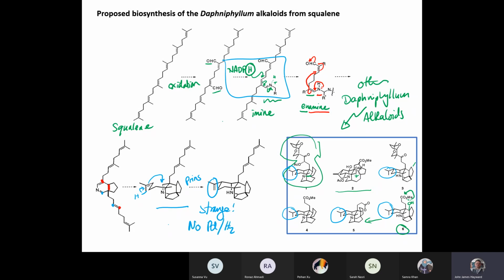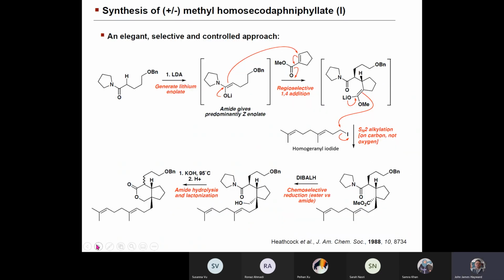There's no palladium and hydrogen in nature. Okay, and we will talk about an alternative in a minute. Okay, so I think this is almost right up to this intermediate. That intermediate I think is wrong. But that's what exists in the literature.